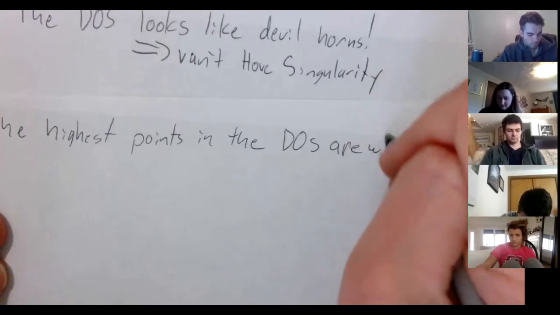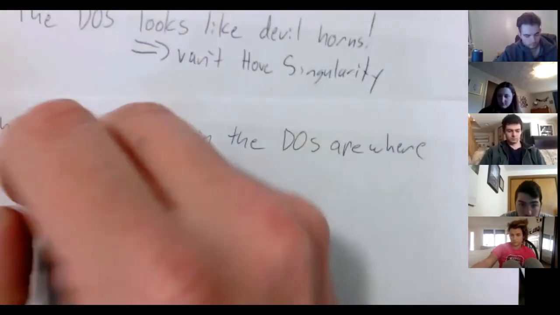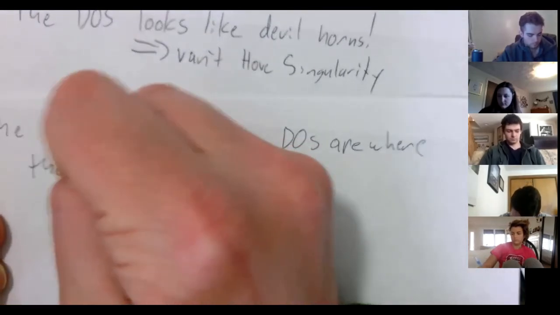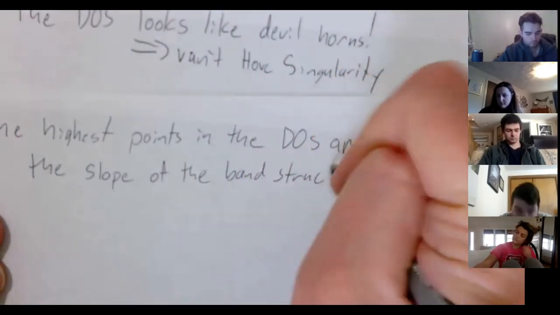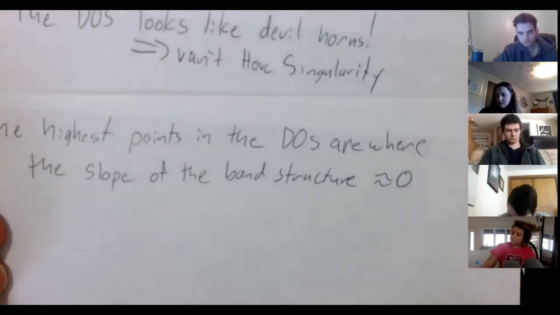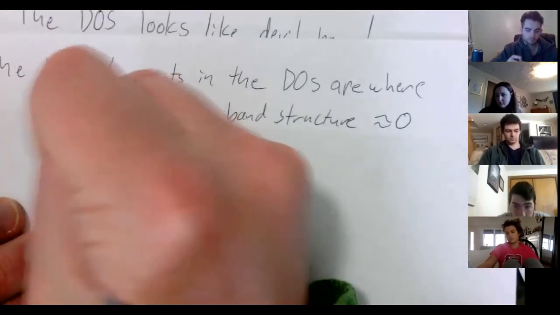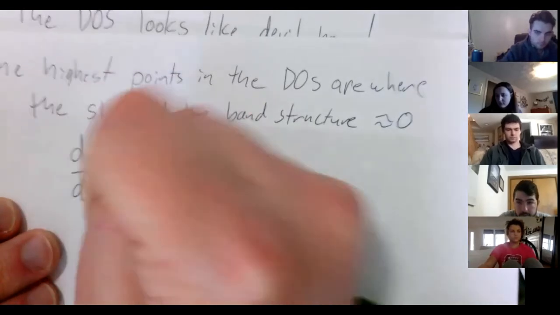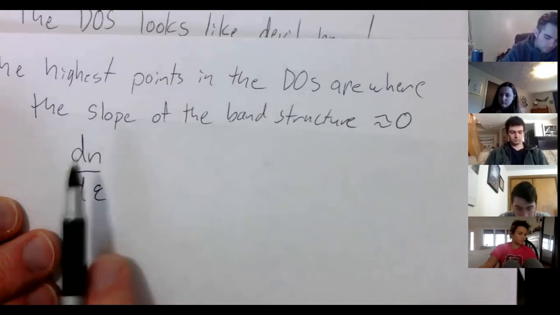Are where the slope of the band structure is approximately zero. It's not zero at those points, but approximately zero. So let's look at y. Let's consider this ratio, because that's what the DOS is, right?